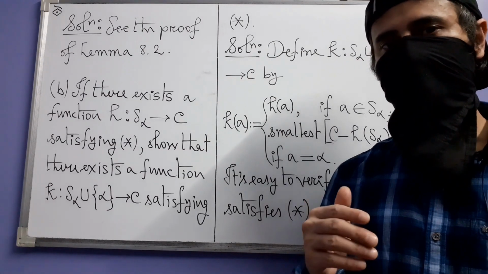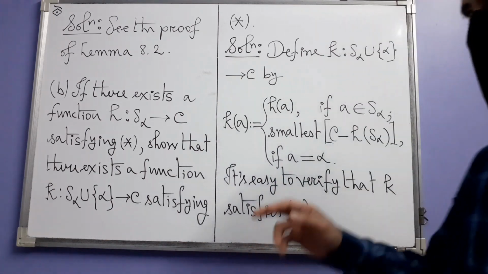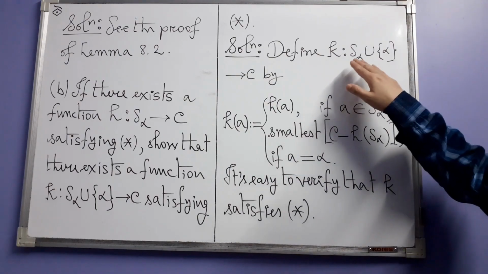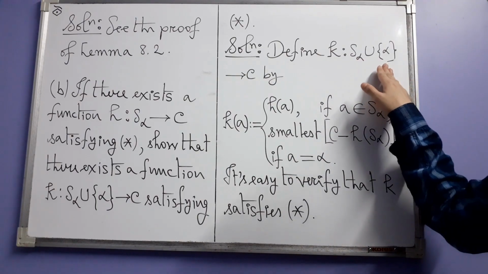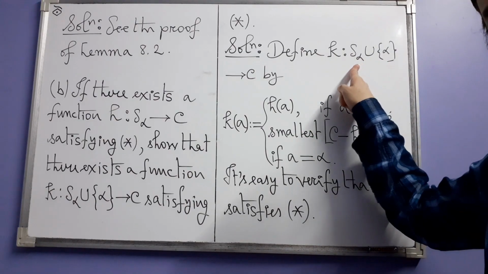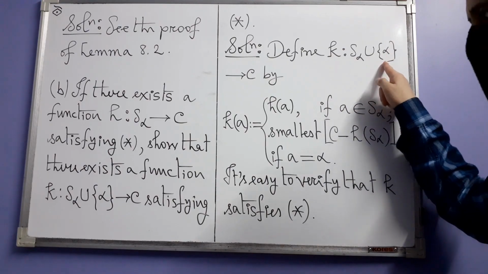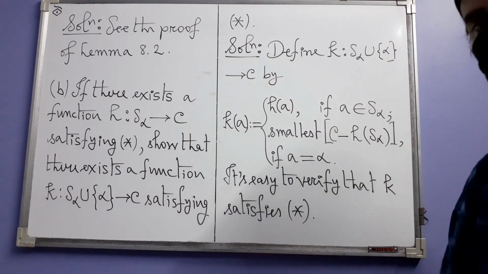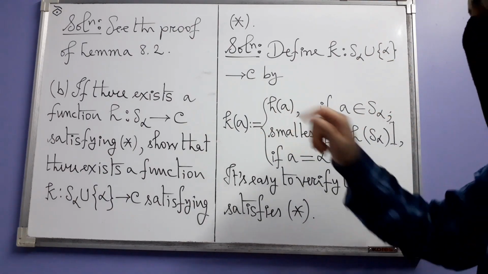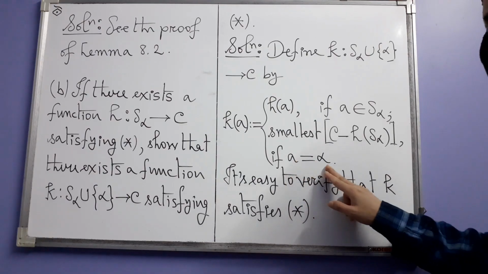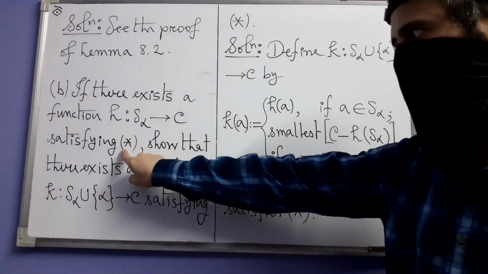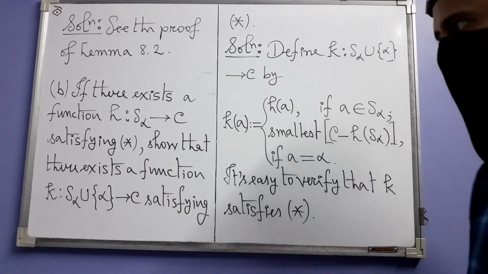So what we did in the solution is, in the beginning itself we straight away defined the function k like this. Because the domain of k should be S alpha union this singleton set alpha, so our input either will be an element in S alpha or will be equal to alpha, and accordingly I have defined k partly like this. If the input a belongs to S alpha, then k of a is h of a. But if the input a is equal to alpha, then this is the definition, which looks exactly like the condition star in the original theorem.